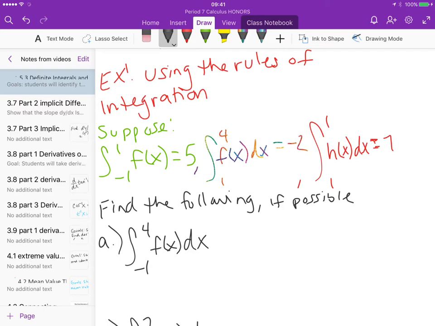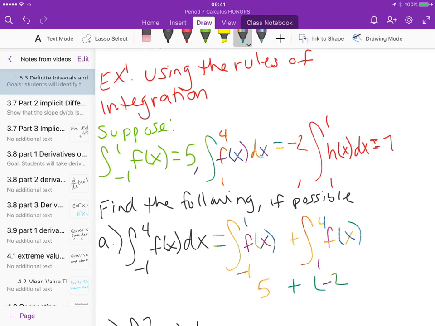So let's take a look. So I know, let me change colors here, that from -1 to 1 of f of x has a value, and then I know from 1 on to 4 has another value. Well, these values are 5 plus a -2, so we can go ahead and say that the value from -1 to 4 of f of x equals 3.